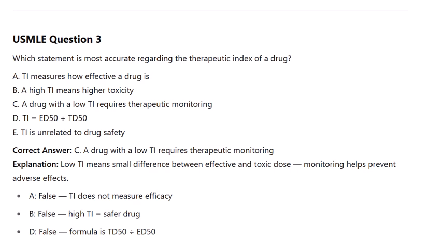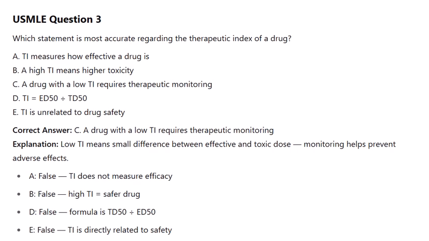USMLE Question 3. Which statement is most accurate regarding the therapeutic index of a drug? A. TI measures how effective a drug is. B. A high TI means higher toxicity. C. A drug with a low TI requires therapeutic monitoring. D. TI equals ED50 over TD50. E. It is unrelated to drug safety.